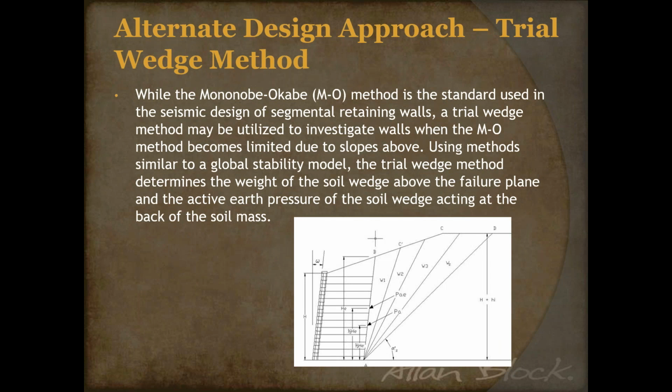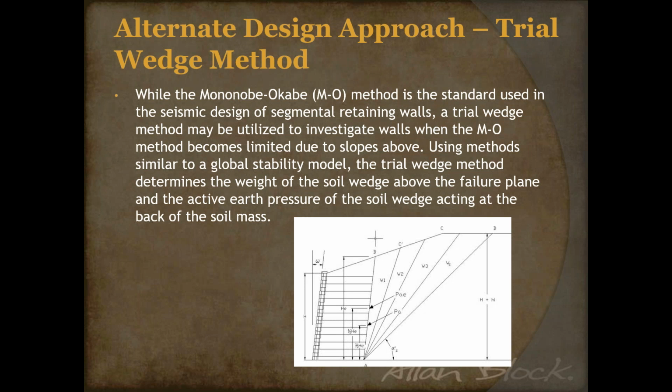So the alternate approach here, I guess I'll briefly go over it. Like I mentioned, it's the trial wedge, and basically how it works is it takes wedges of soil and counts up the mass of each wedge and uses the slip plane at the back of that wedge and finds exactly what would be required basically for your reinforcement to make that wall work.